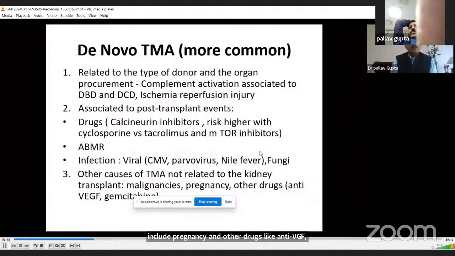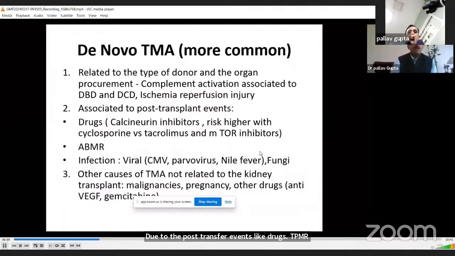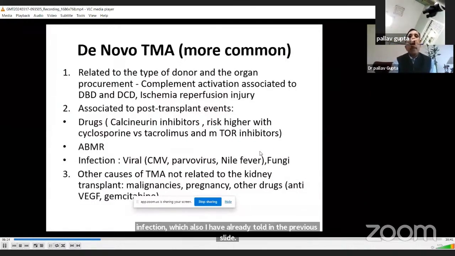Now, as I've already told you, de novo thrombotic microangiopathy accounts for 80 to 90% of cases of post-transplant TMA. So it is far more common as compared to the recurrent TMAs. It is related to the type of donor and organ procurement, as I have already discussed, due to post-transplant events like drugs, ABMR, infection, which I also told you in the previous slide, and other causes which are not related to the transplant.